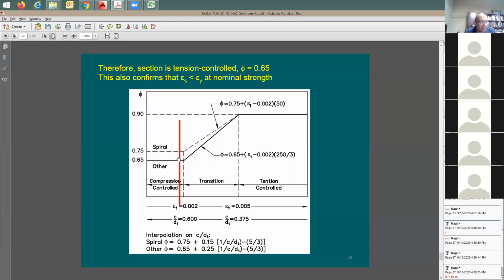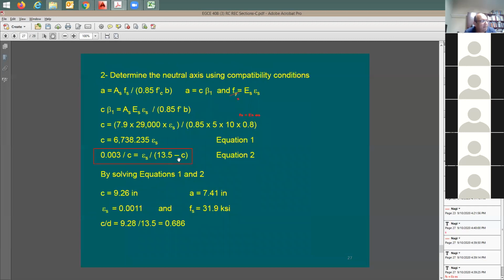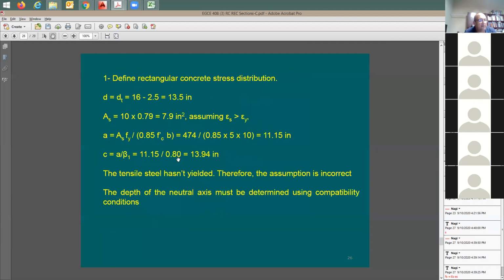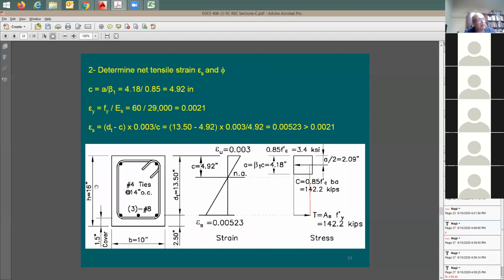So another question: yes, C is not just over D, it's maybe 0.8 D. So we still should, we should not use the assumption epsilon S over epsilon Y. This is correct. So here's just to confirm your point here.